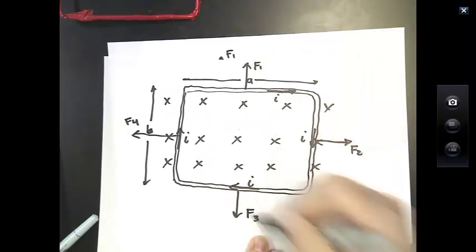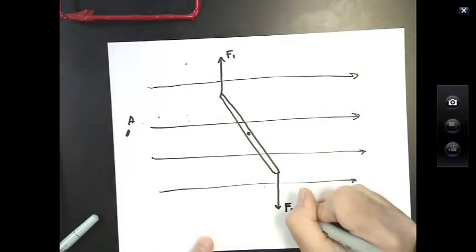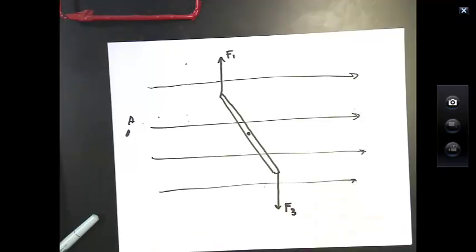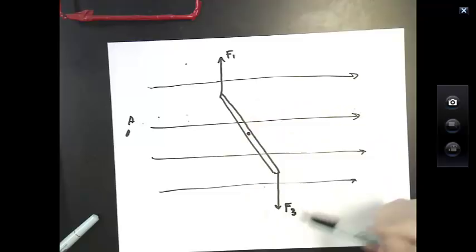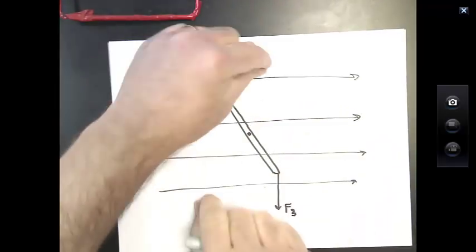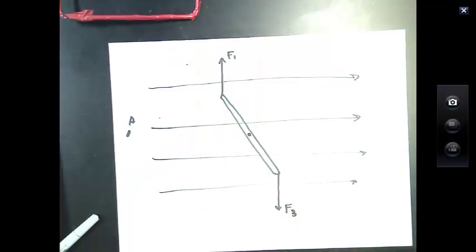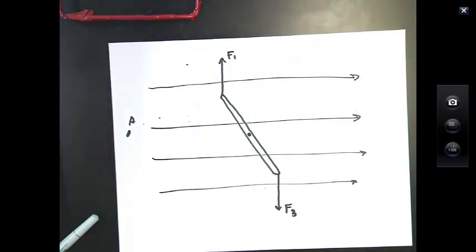Okay, so I've got F1, F3. Oops, I apologize. Call him F3. And if we tilt this thing, they're going to try to torque this loop back to an upright position. Okay? So, how big is that torque?